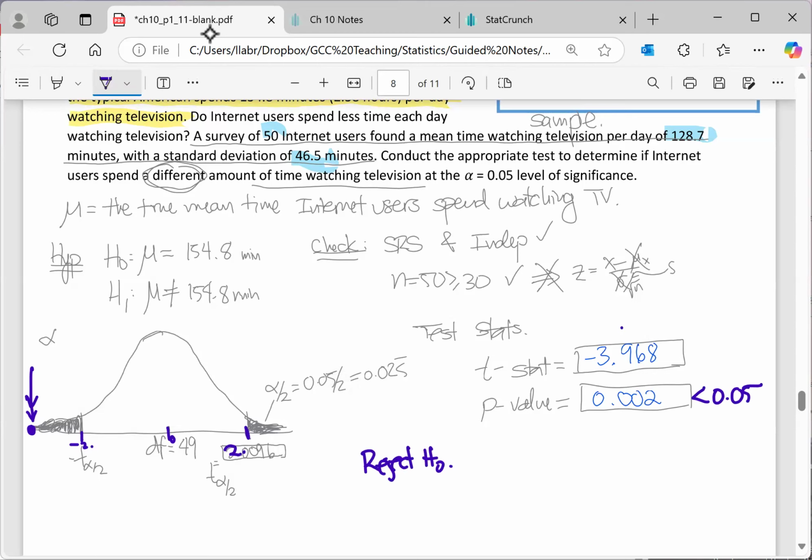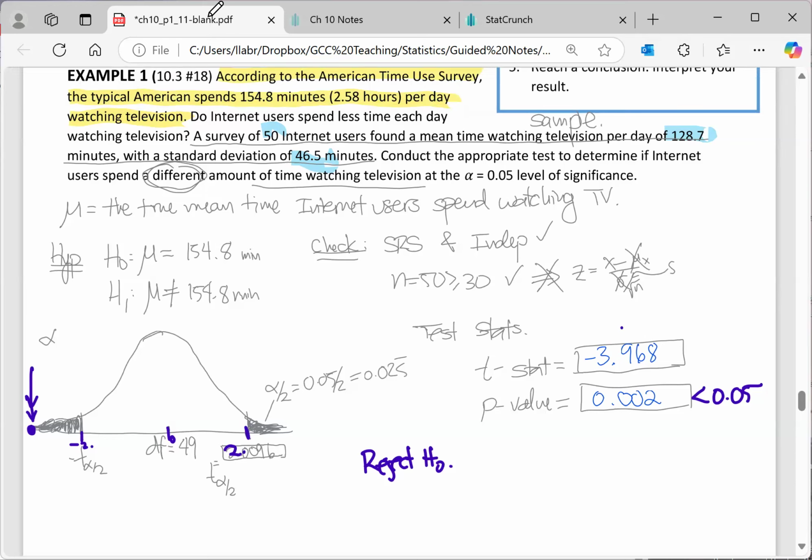So you can tell the result right away without having to do the sketch if you simply look at the p-value. So the probability of getting a sample like what you got is 0.002. That's unusual, according to the 5% significance level.